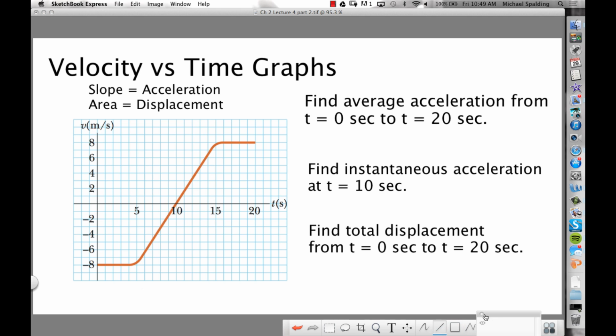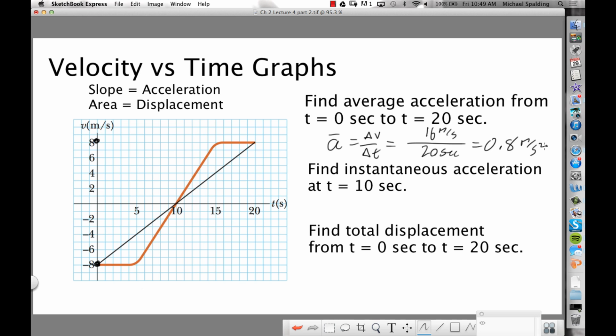So first question, it wants the average acceleration from t equals 0 to t equals 20. So what you're going to do is connect those 2 points with a straight line and take the slope, right? So what's the change in velocity from here to there? 16. How much time did that take? 20 seconds. So it's 0.8 meters per second squared.